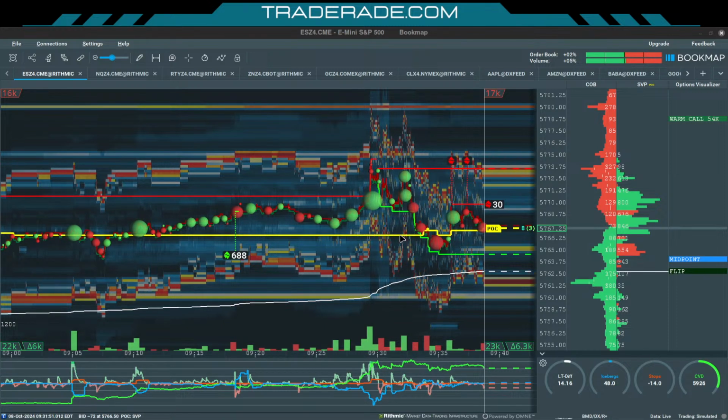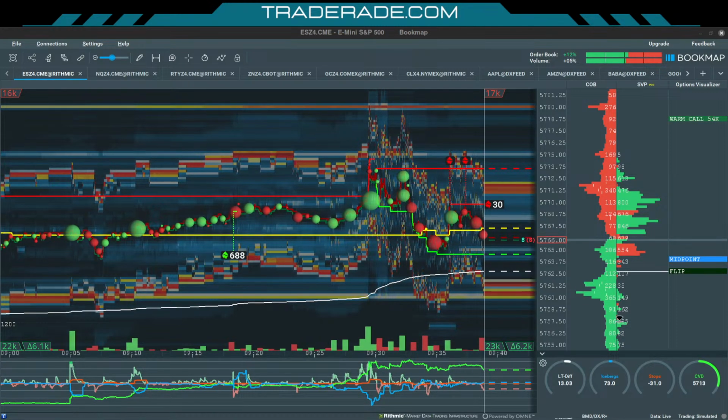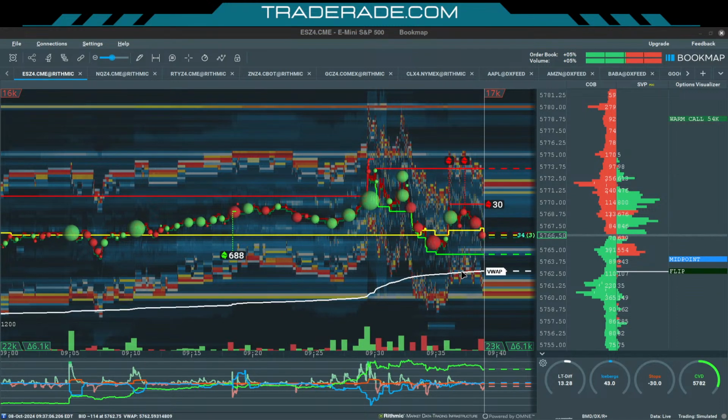This yellow line is the point of control. So that is showing you basically above that, buyers have an advantage based on volume profile. Below that, sellers have an advantage, and we are starting to push below it. And then the white line here is the volume weighted average price.